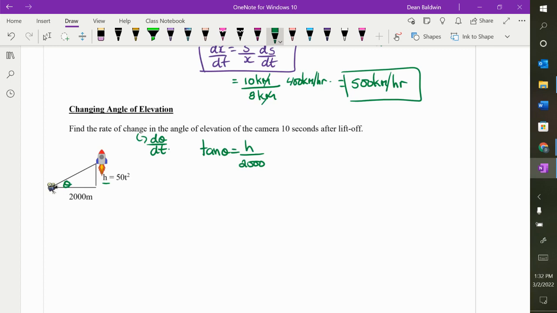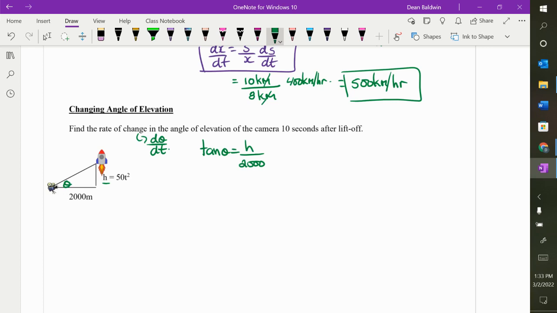All right, tan theta is equal to h over 2,000. What do I do once you have a formula? Derive it. We're in the derivatives unit, right? We're deriving with respect to time. This is where things get a little wonky if you're not careful, okay? What's the derivative of tan theta with respect to time?